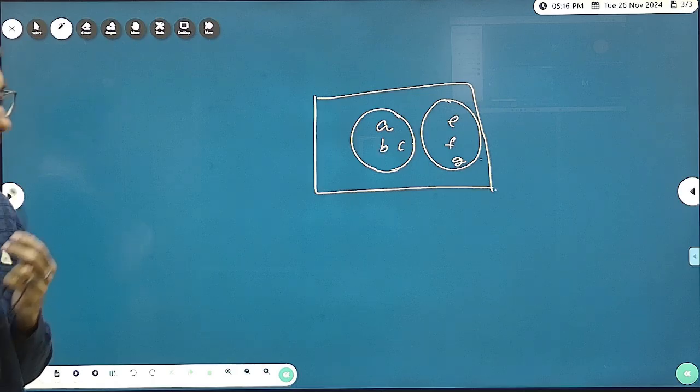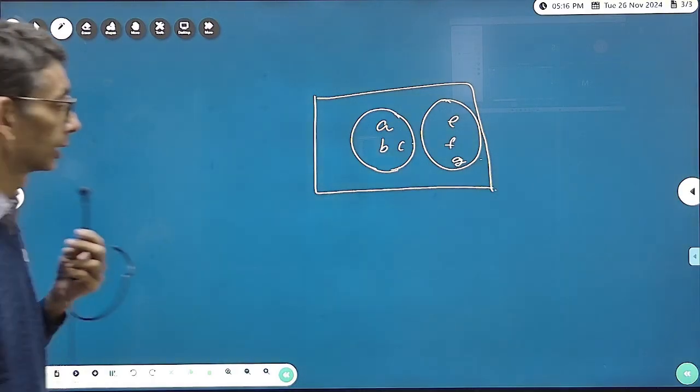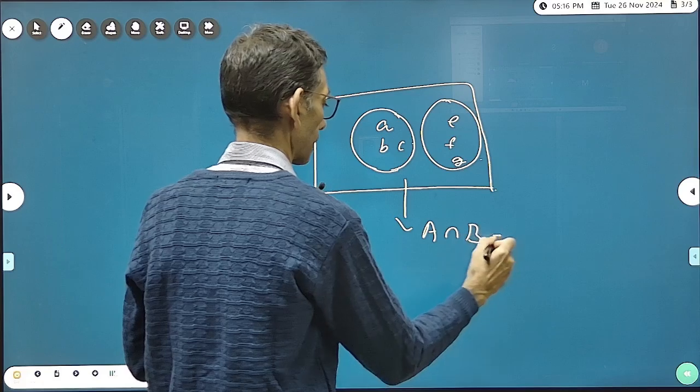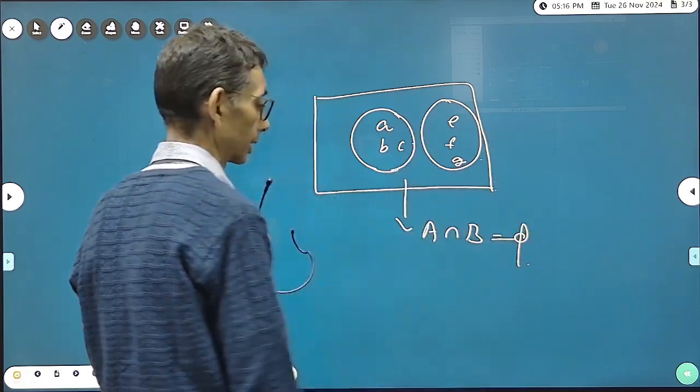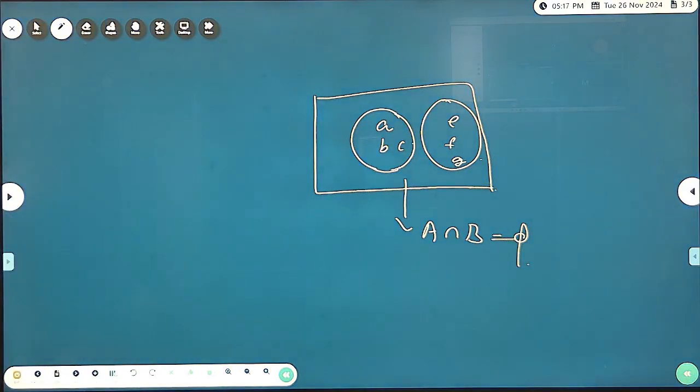Okay, so for intersection we don't need to shade any portions. So the intersection will be 5, and we cannot shade any region, right? Because there is no portion to shade.